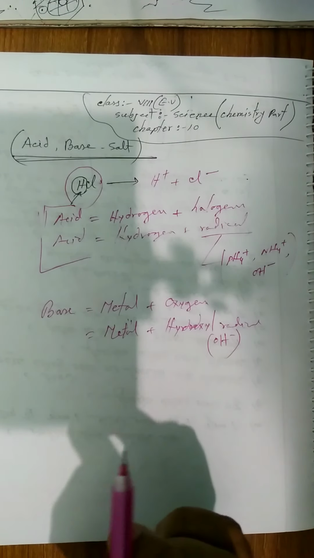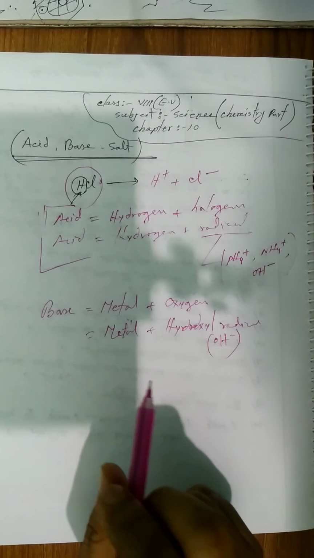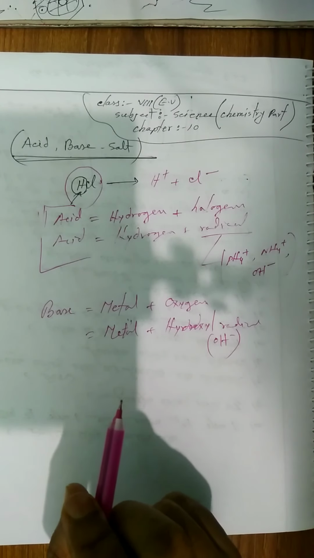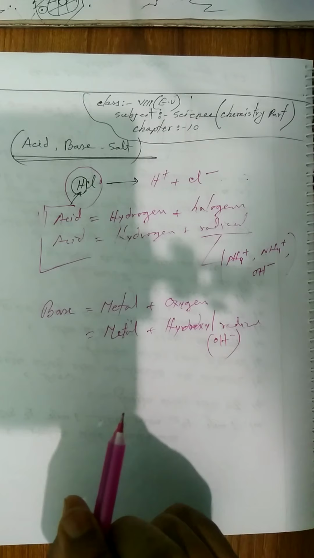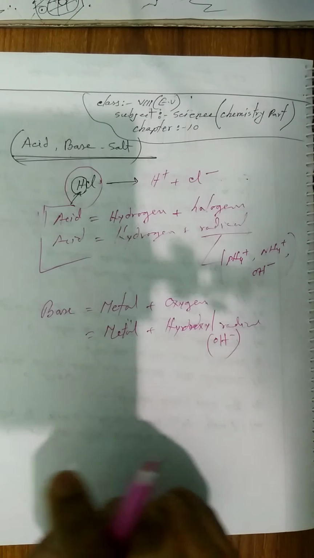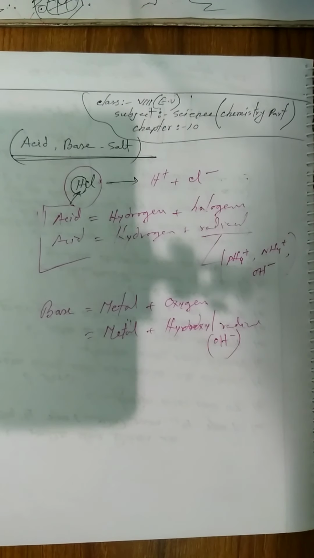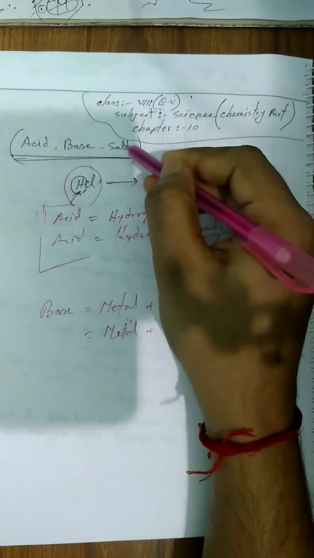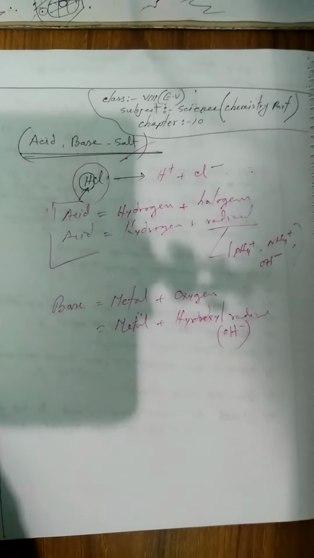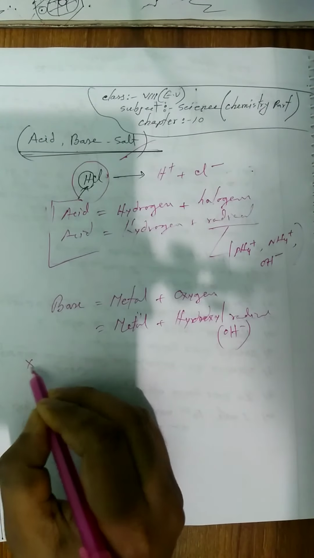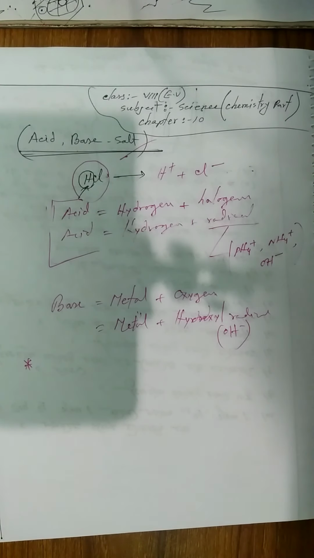This is base. So metallic oxide or hydroxide is called base, and the bases that are dissolved in water are called alkali. So here is a question: all alkalis are base, but all bases are not alkali. This is a very important question. Already you have discussed it in a previous class. So next, salt. This is the new term for today, salt.